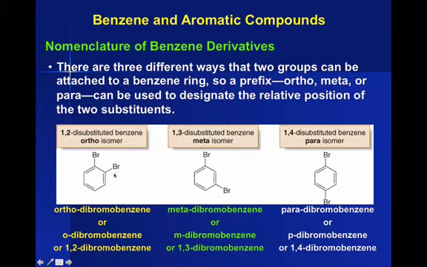But in organic nomenclature, when you have two groups that are in this 1,2 relationship to one another, we call it ortho. So this is ortho-dibromobenzene. We can also have the bromines in a 1,3 relationship. This is known as meta, so we call this meta-dibromobenzene. And when we have the bromines in this 1,4 relationship, we could call it 1,4-dibromobenzene, but it's more commonly called para-dibromobenzene.